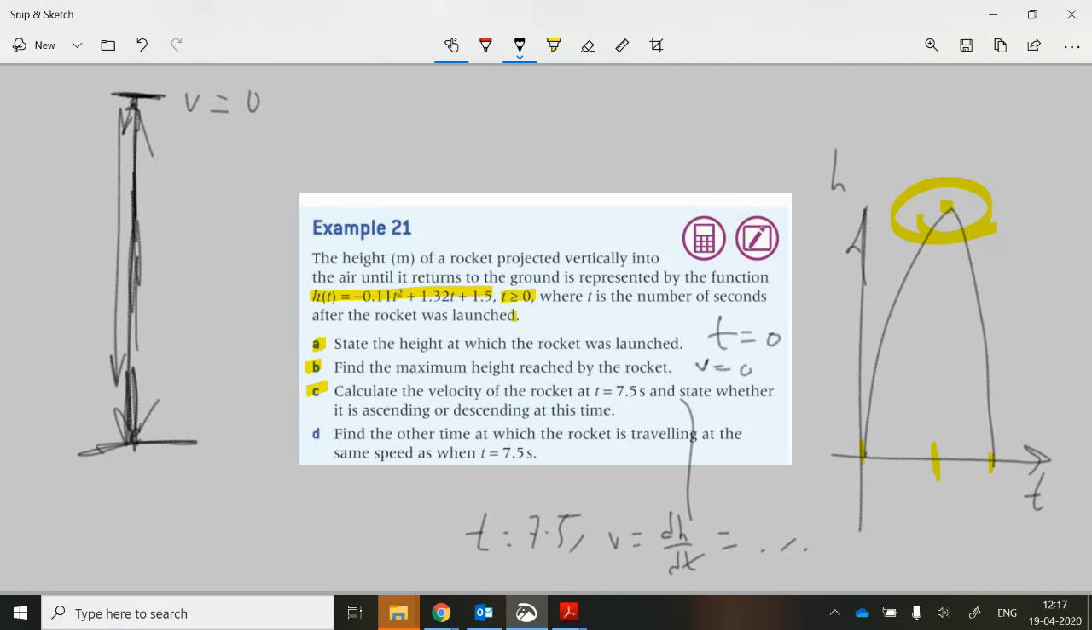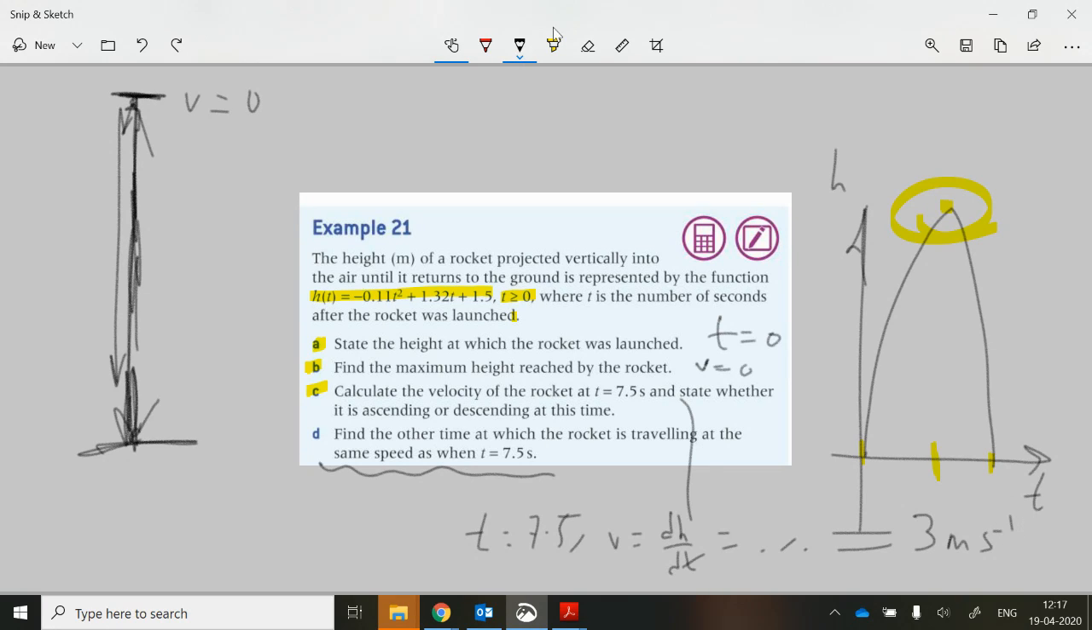It's not difficult. Okay, and the next part of the question says find the other time at which the rocket is traveling at the same speed. So the same speed, right? It's talking about speed though, not velocity. So say, for example, this comes out at 3 meters per second. Remember, meters per second you can write two ways. You can use it in an index form as well, which is what I've done here.